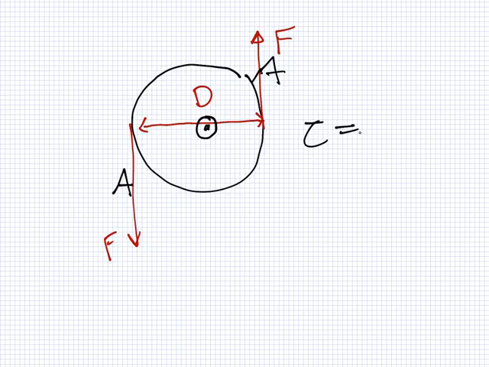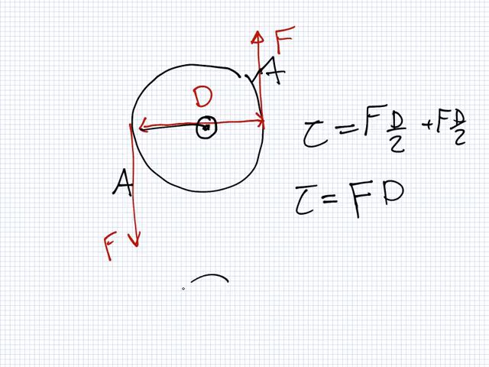What's the force? F. And the distance? D over 2. Yeah, and this one? The same. Plus F times D over 2. So actually the total turning force is the force on each end, which we'll call an F, multiplied by D.